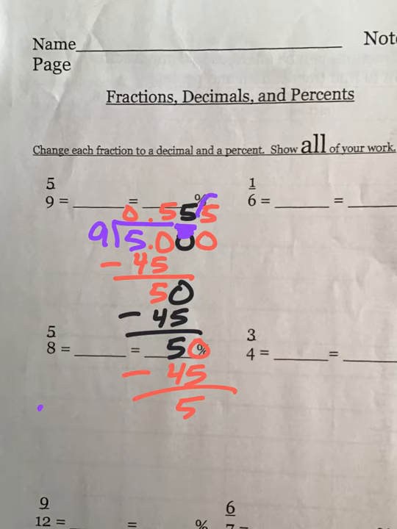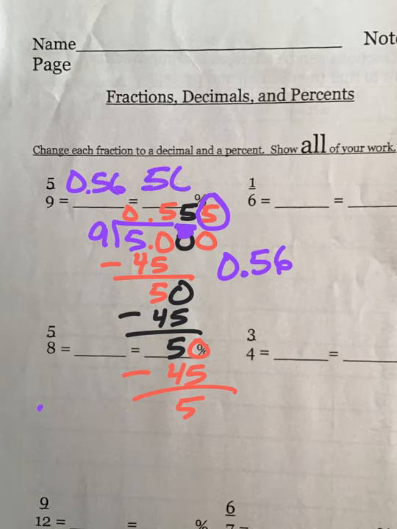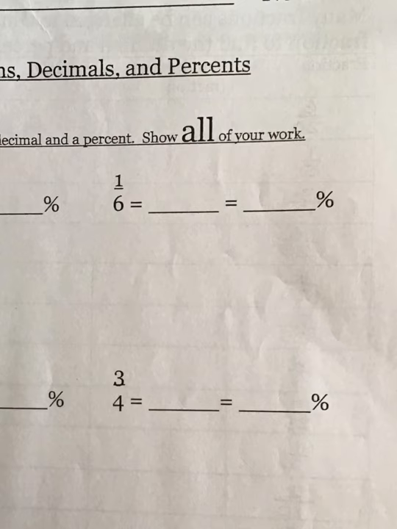So I'm going to look at the 5 that's in the thousandths. I'm going to ask myself a simple question. Is the 5 that's in the thousandths place 5 or above? If I answer yes to that question, I'm going to add 1 to the 5 that is in the hundredths place. The answer was yes, it is 5 or above. If I add 1 to the number in the hundredths place, I get 0.56. So as a decimal, this is 0.56. And as a percent, that would mean it is 56%.